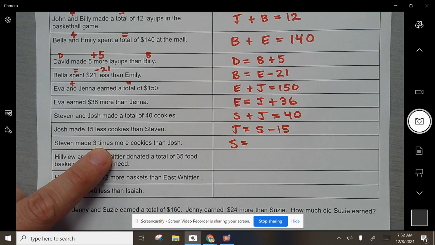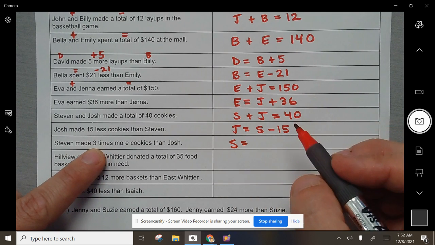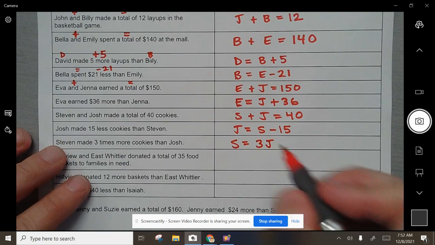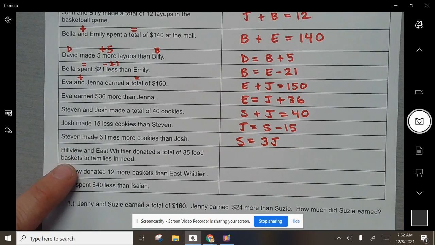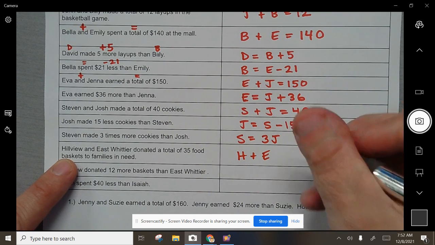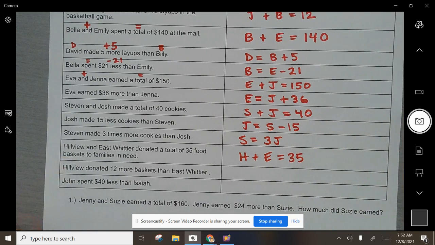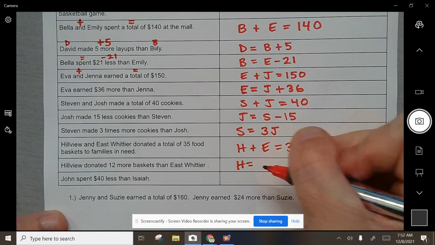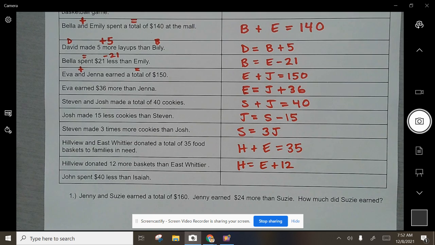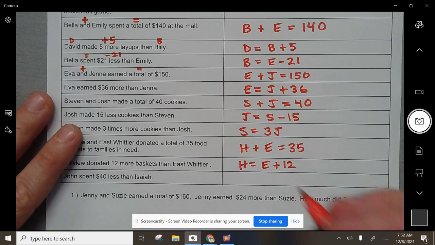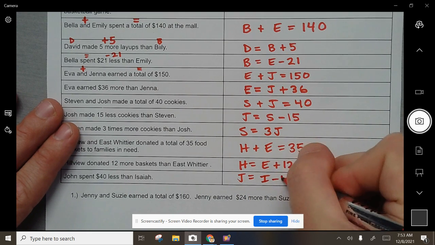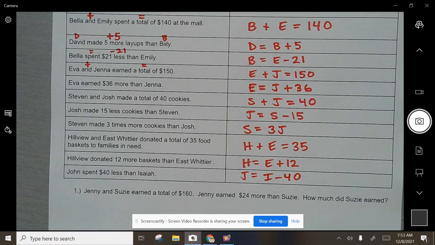Ooh, we have a times now. So Josh times 3. So you could put 3J, can't you? Isn't that 3 times Josh? Hillview and East Whittier donated a total, we'll put East Whittier, of 35 food baskets. Hillview equals donated 12 more baskets than East Whittier. East Whittier plus 12. Josh spent $40 less than Isaiah. Josh equals $40 less than Isaiah. Isaiah minus 40.